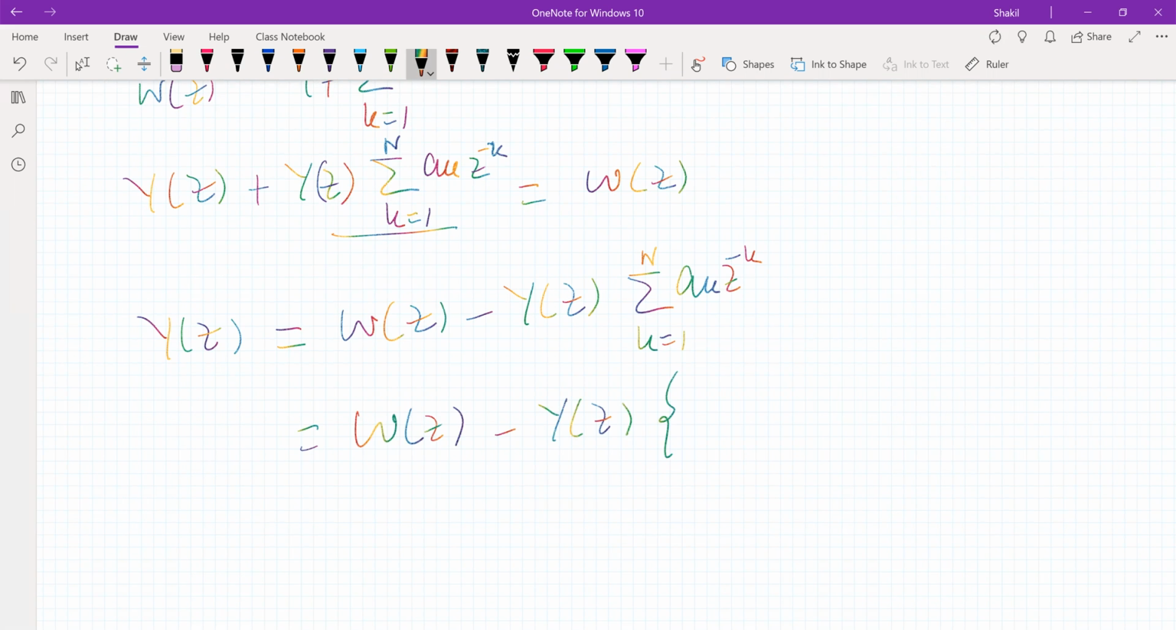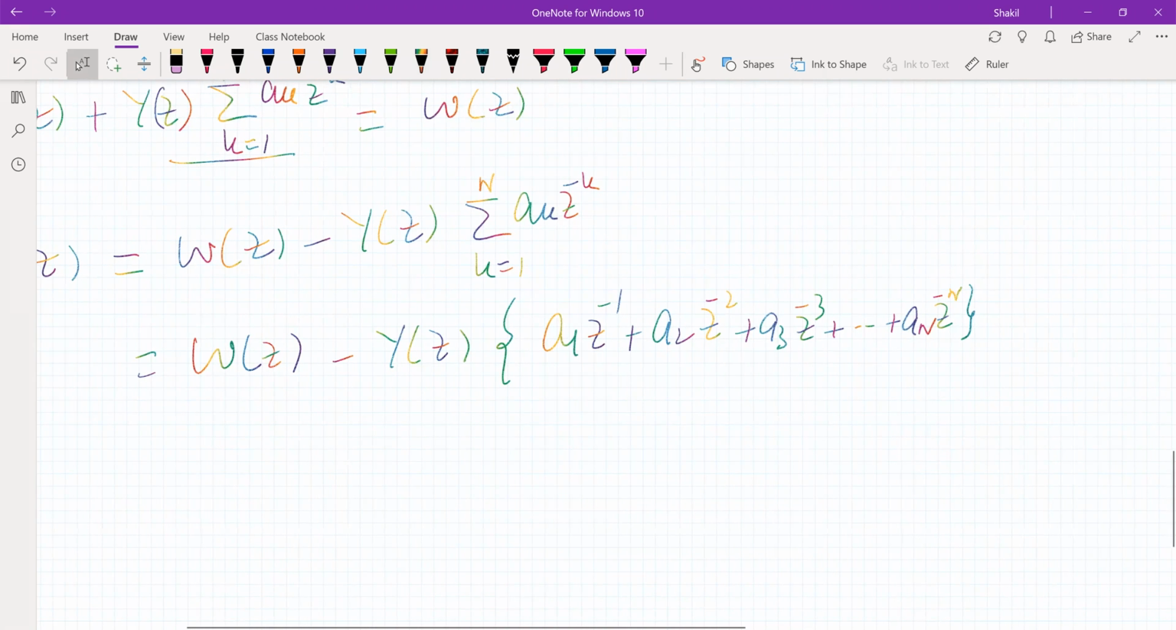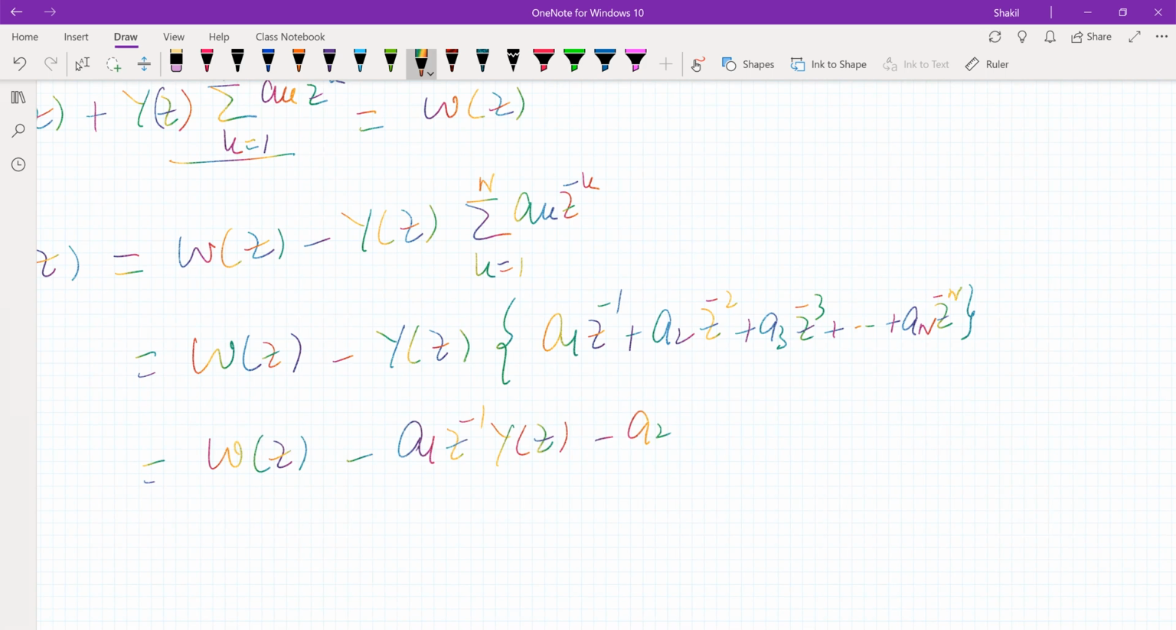Now expand this term. So this will be a1 z^-1 plus a2 z^-2 plus a3 z^-3 plus so on up to an z^-n. Now multiplying by Y(z), we get W(z) is equal to Y(z) minus a1 z^-1 Y(z) minus a2 z^-2 Y(z) minus a3 z^-3 Y(z) minus so on up to an z^-n Y(z).